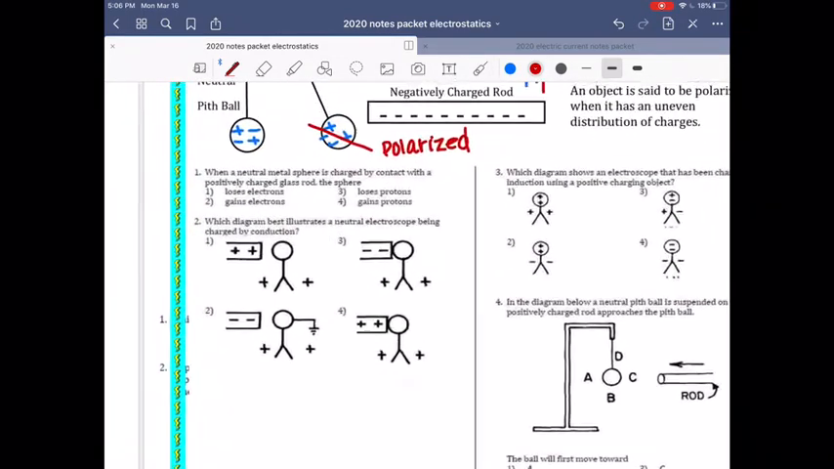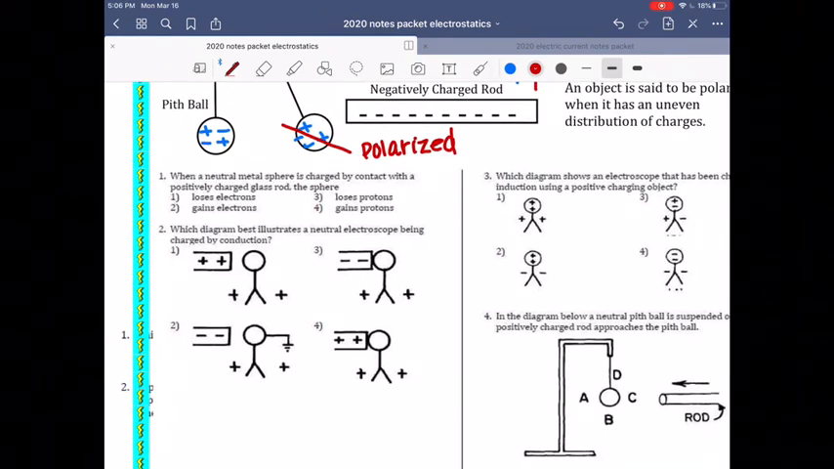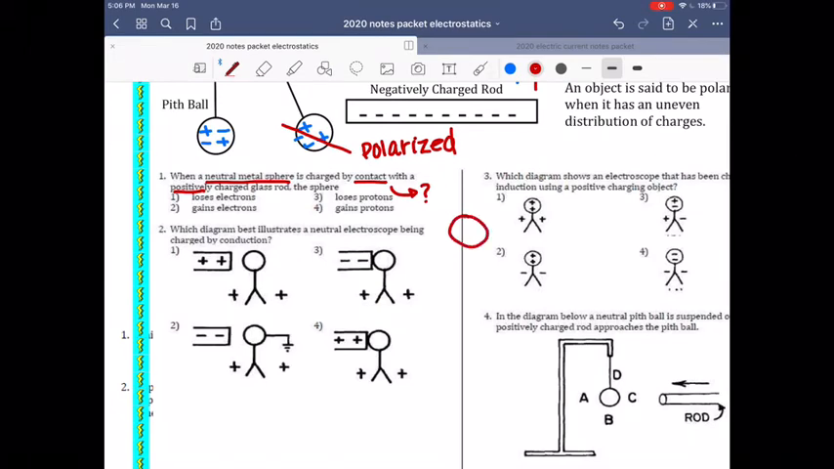Okay? All right, let's try a couple of these multiple choice questions down here. So number 1 says, when a neutral metal sphere is charged by contact. Okay, contact meant what again? Think about it. With a positively charged glass rod, what happens to the sphere? Okay, so we have a sphere, it's neutral. We have a positively charged rod charging by contact, okay? Remember, that's conduction. Okay, so what happens in here?